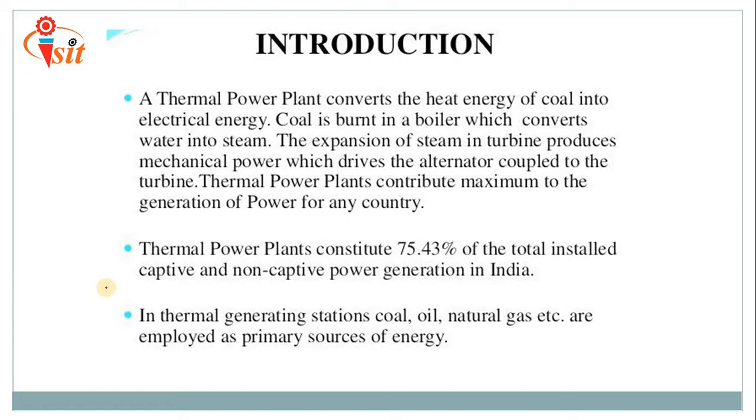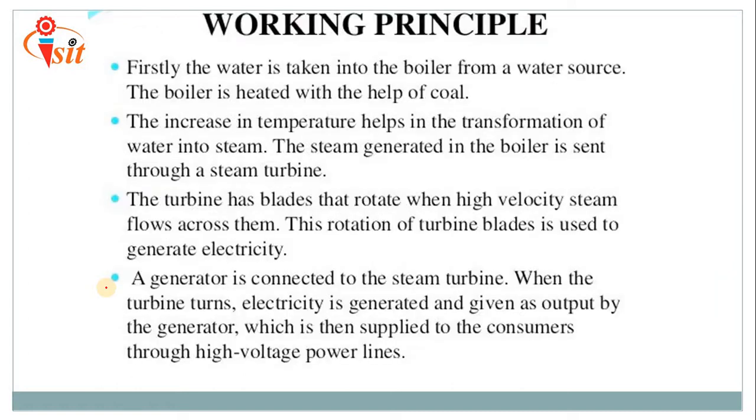We must know one important thing: there is a very huge scope for research in the area of the steam power plant, because the efficiency of the steam power plant, as discussed earlier, is only between 27 to 35%. That is the most important thing. As far as India is concerned, thermal power plants constitute 75% of the total installed captive and non-captive power generation in India. They use different fuels like coal, oil, natural gas, etc. as a primary source of energy for the working of the steam power plant or thermal power plant.